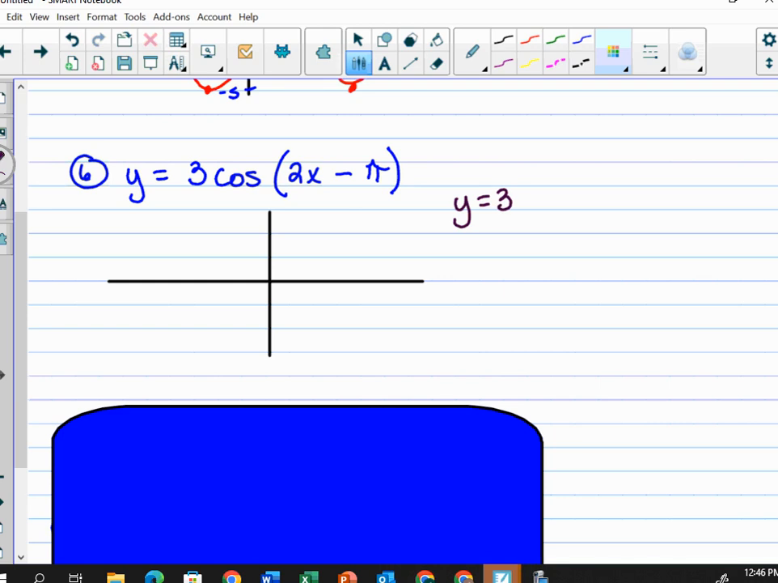So we're going to write 3 cosine. You always factor out whatever the coefficient on x is. So whatever is with the x, that's what's coming outside. So that's x. What is the pi going to turn into? Yes, pi over 2.